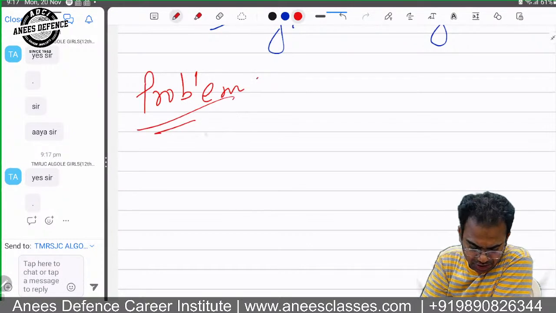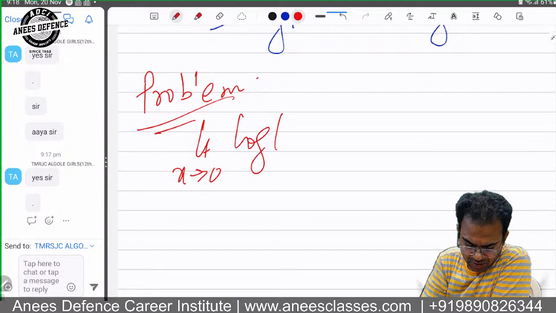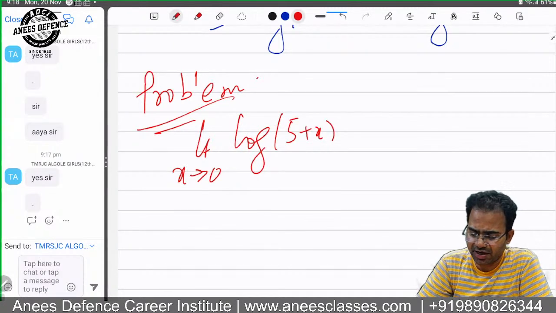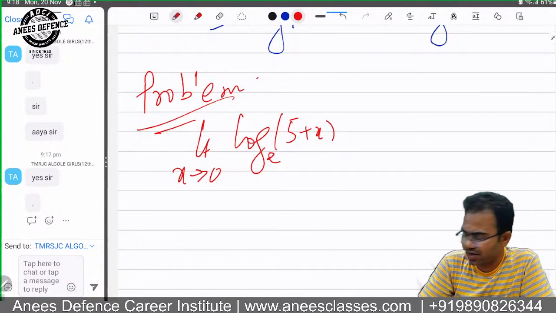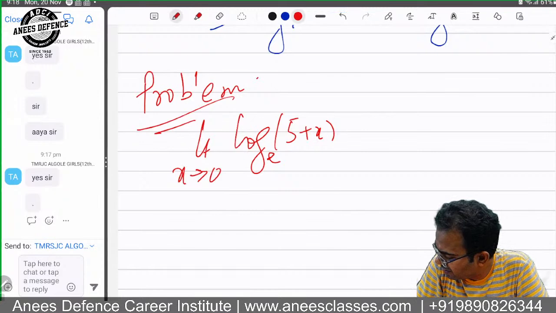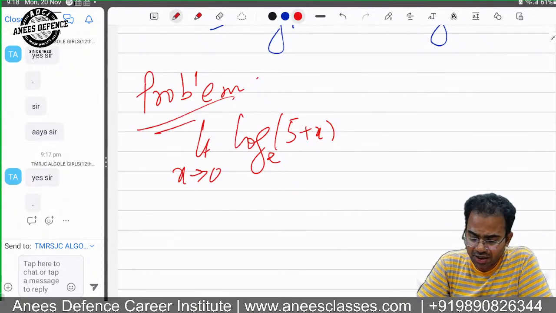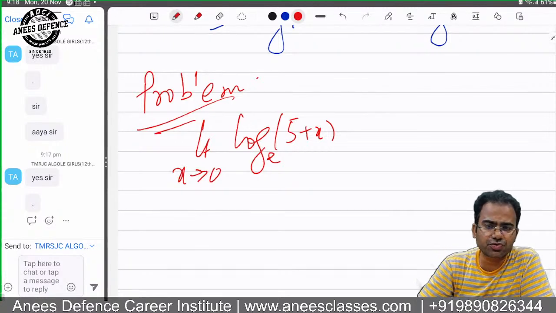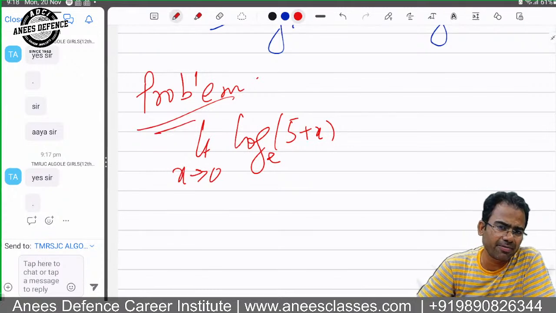Limit x tends to 0. If nothing in the base is given, you should consider its e. If you are not finding anything in the base, you should consider e. If the base is already given, you should consider that. You cannot change that.